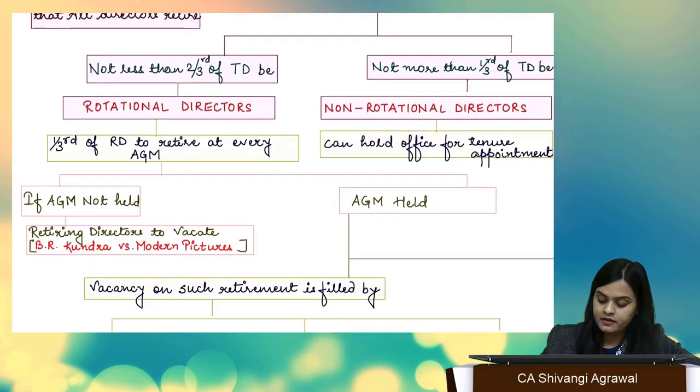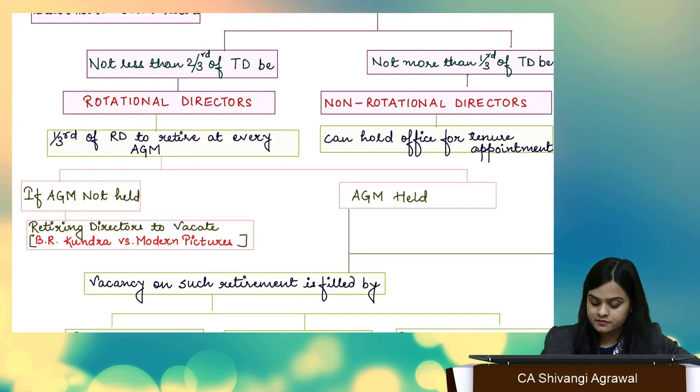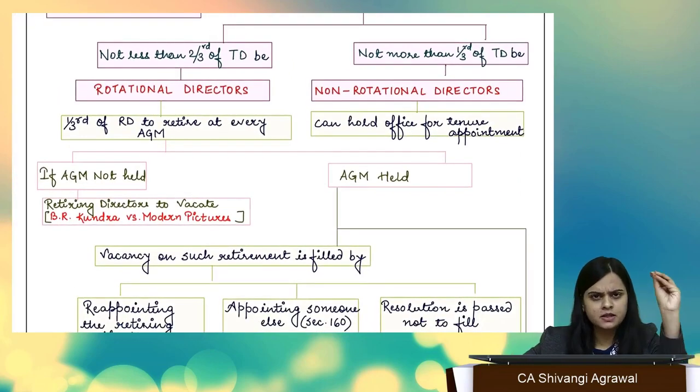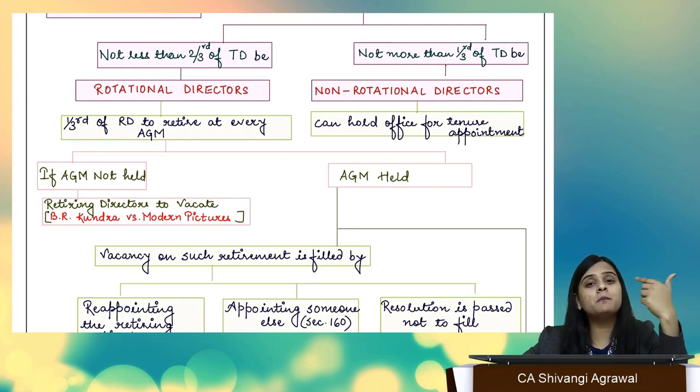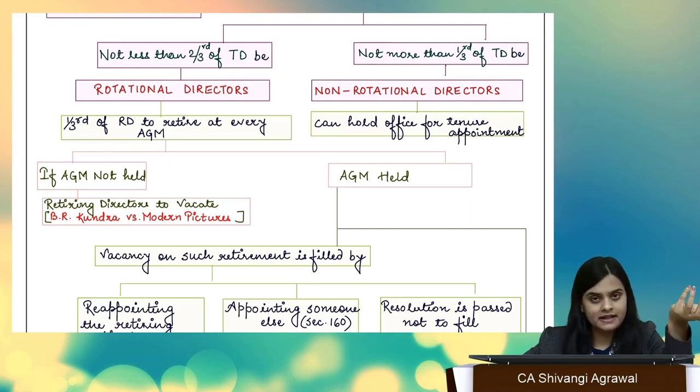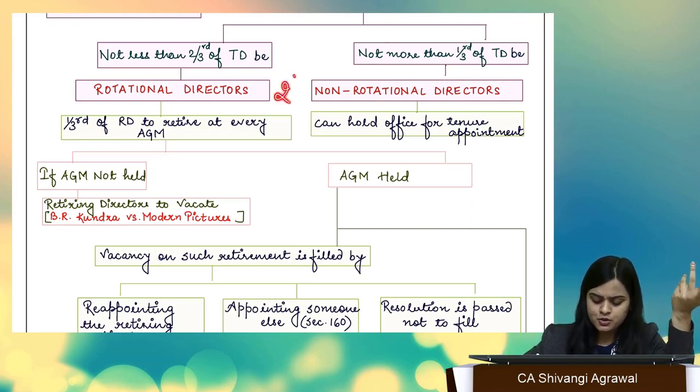Right? So, whatever is your total number of directors in a public company, at least 2/3 have to be rotational directors, whose office is going to be determined by rotation, right? Out of this 2/3, 1/3 is going to retire at every annual general meeting, right? So here, in our example, 2 directors will retire at every annual general meeting.